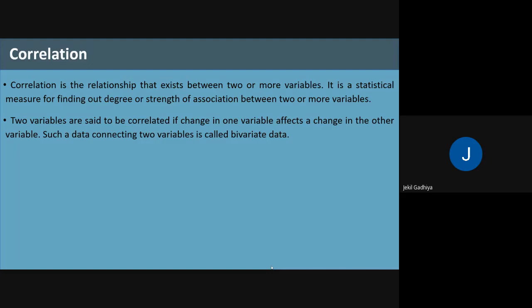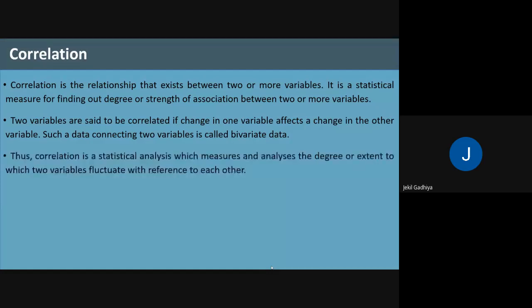And how can we identify that this is correlated data? If a change in one variable affects a change in the other variable, then we can say that both are correlated. And this kind of data is known as bivariate data. Thus, correlation is a statistical analysis which measures and analyzes the degree or extent to which two variables fluctuate with reference to each other.